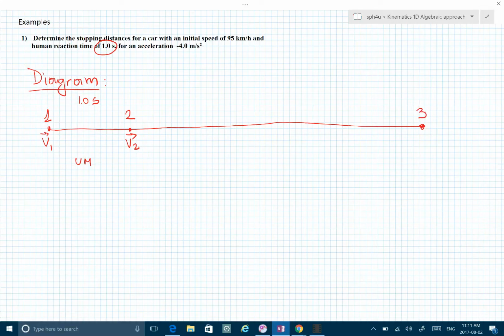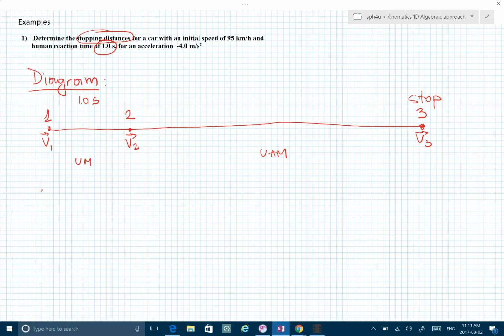What's going to happen eventually at point 3 is the car will stop. So here we're going to have a uniform accelerated motion. All right, so there you go. I visualize my problem, and I know what I have to find. When it says stopping distance, it means I have to find displacement, and I know what is given to me. And remember, we have to make sure the units are correct.